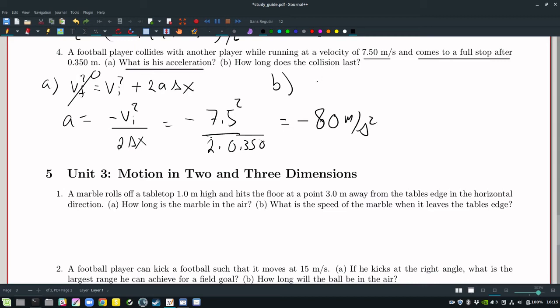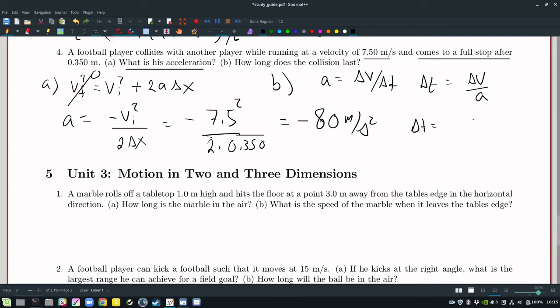How long does a collision last? Well, let's use the definition of acceleration. So a is equal to delta v divided by delta t. We're being asked to solve for time. So delta t is equal to delta v divided by a, just like any other ratio or definition of velocity, for example.